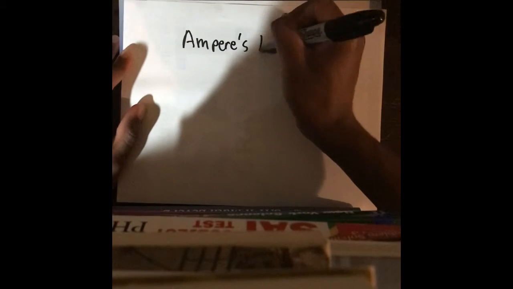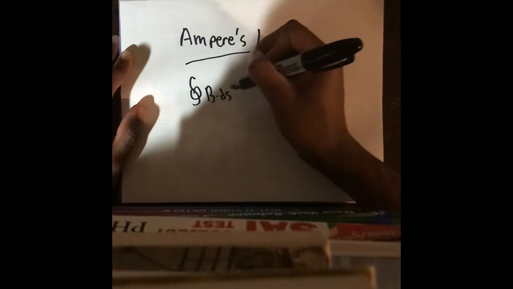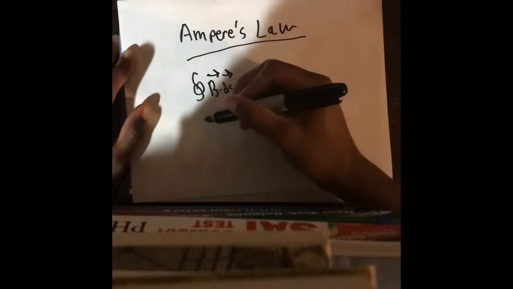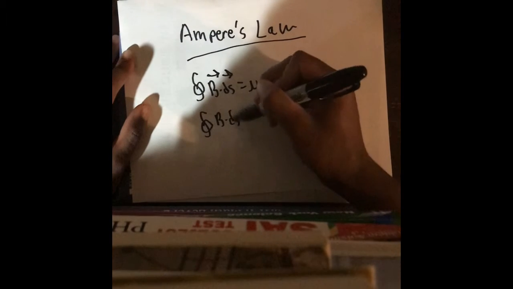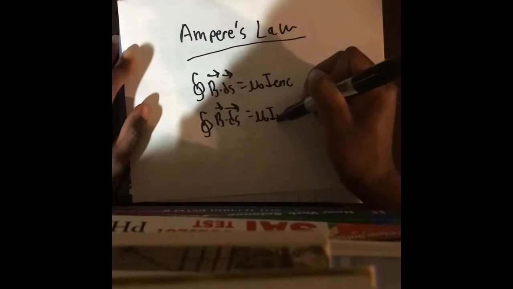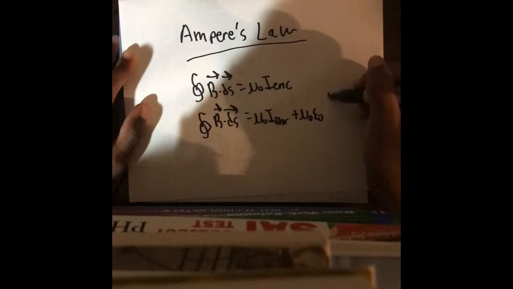Today I'd like to talk about Ampere's Law, a very useful equation for finding the magnetic field of an object at a specific location. The equation that we're most familiar with is the integral of B dot ds equals mu naught times I enclosed. However, the more commonly accepted equation is that it equals mu naught times I through plus mu naught epsilon naught times the time derivative of the electric flux.